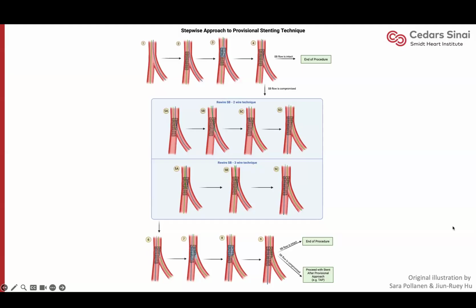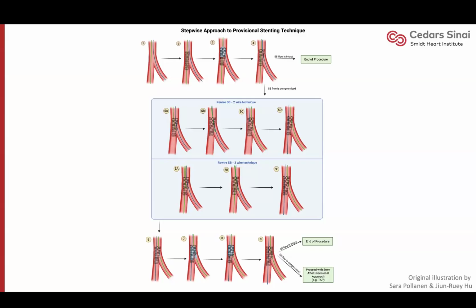What exactly is provisional stenting? The provisional stenting approach refers to a collection of techniques used in bifurcation intervention where only the main vessel is stented initially and the side branch is treated only if compromised.